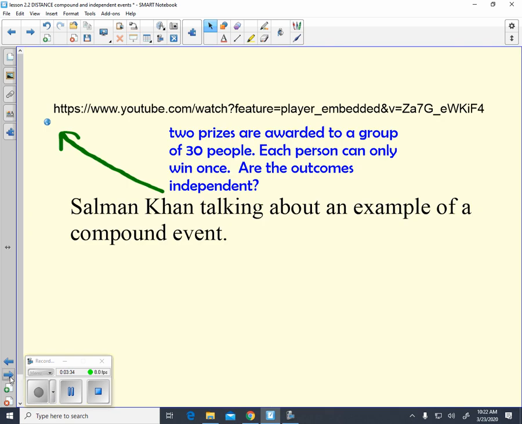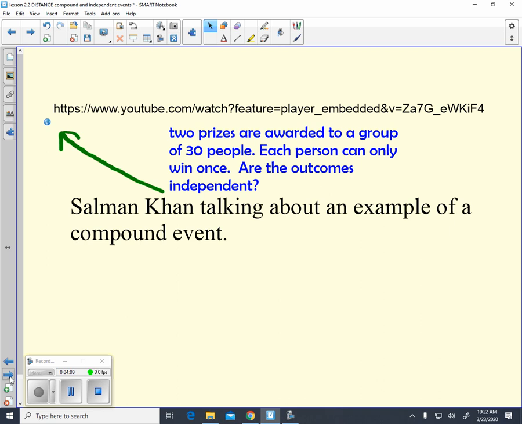There's a little video clip that normally I would show in class, and it's Sal Khan from Khan Academy, and he's talking about a really simple little example with dependent and independent events. And I can kind of mimic that. There's going to be 2 prizes awarded to a group of people. It could be 30 people, could be any number of people. Each person can only win once. And I ask, are the outcomes independent of one another?